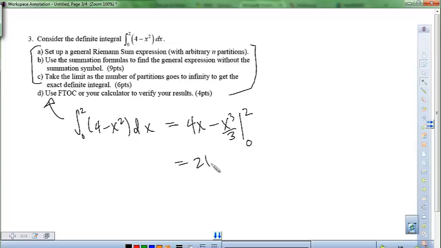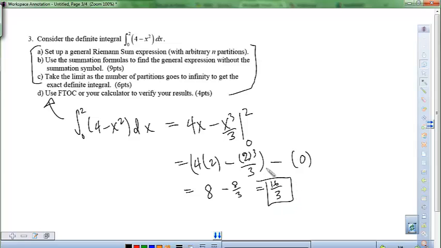So if we put a 2 in, we're going to get 4 times 2, and then 2 cubed over 3 minus, and then you put 0 in, but 0 is just going to have a 0 contribution, so that's not going to be anything. Here we have 8 and then 8/3. So if we have a common denominator, that would be 24, and 24 minus 8 is going to give us 16. So this should be our final answer. So that's problem number 3.